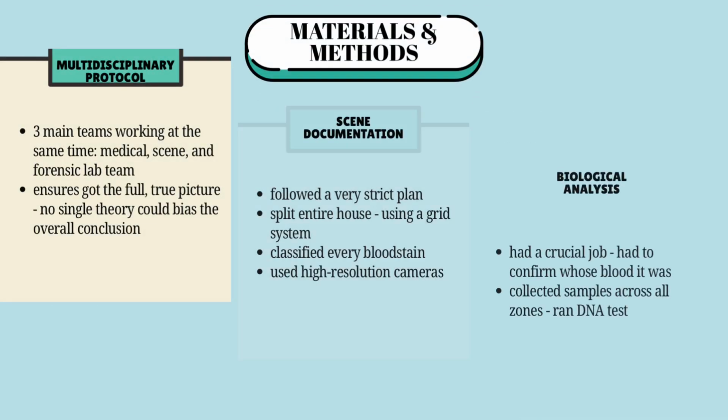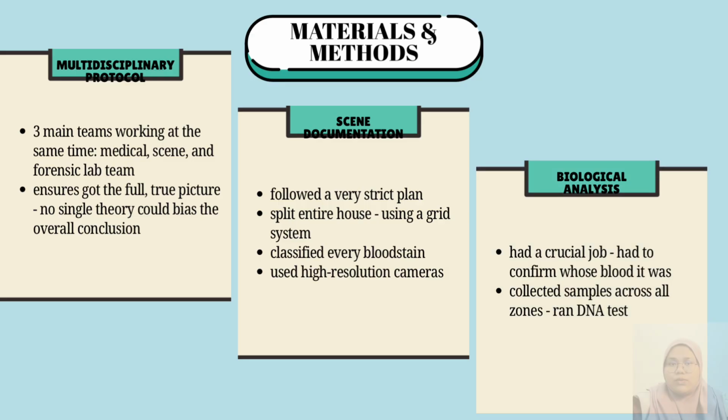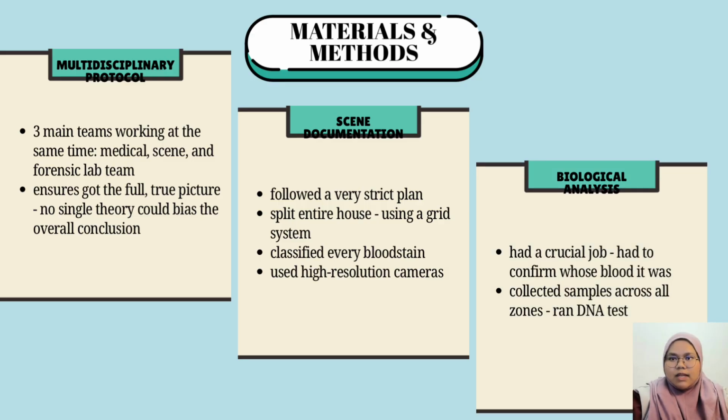To solve this problem scientifically, they couldn't just have one person look at the scene. They used a team approach. They had three main teams working at the same time. First, the medical team. They assessed the subject's small injuries to confirm that they truly didn't match the scene. Next one is the scene team. These are the BPA experts. They map every blood drop and piece of physical evidence. And the last one is the forensic lab team that handles all the DNA and biology. By working together, these teams ensure we got the full true picture and that no single theory could bias the overall conclusion.